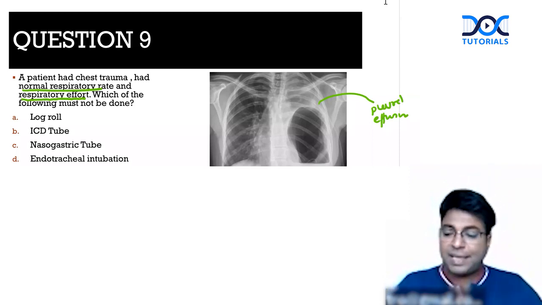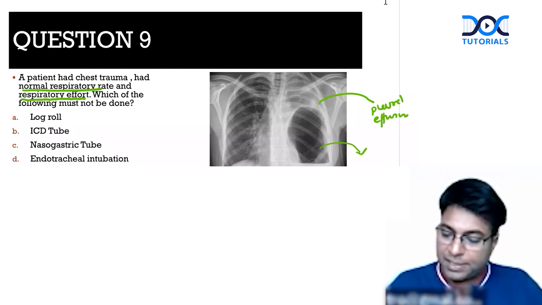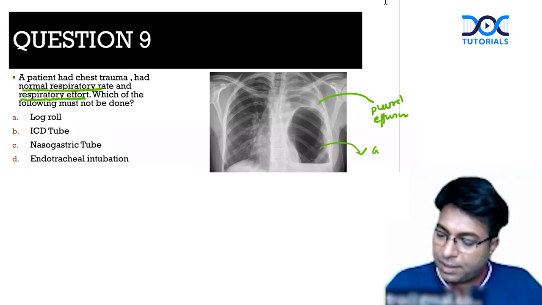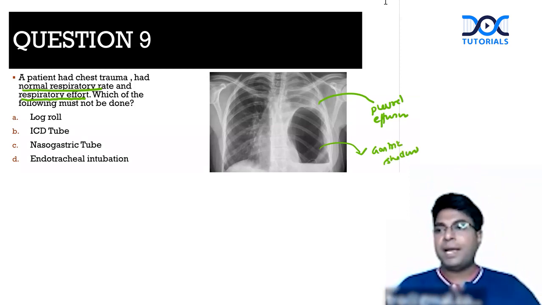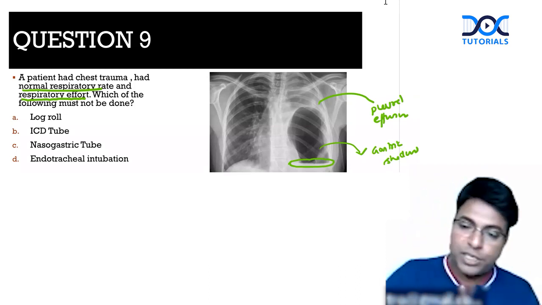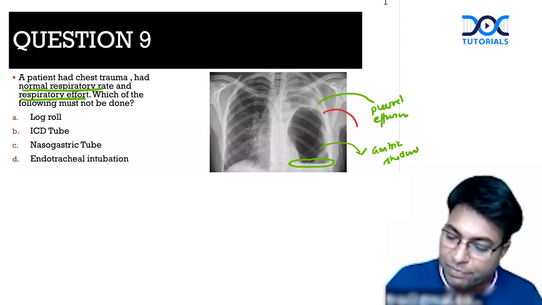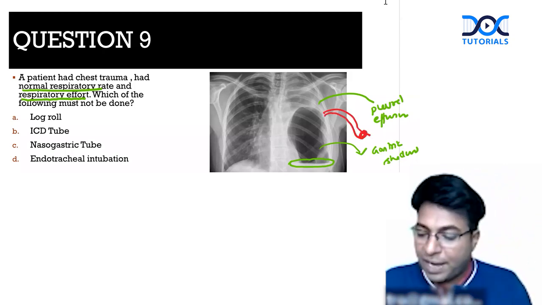Many of you might be thinking it is a pneumothorax or hydropneumothorax. But please remember, it is a gastric shadow which has come up. It is a traumatic diaphragmatic hernia. The picture is showing you a traumatic diaphragmatic hernia. Many of you will be thinking, since there is a pleural effusion, I should put an ICD. Even if the respiratory effort is good, let me drain the pleural effusion, or it may be a hemothorax also. Let me put an ICD.